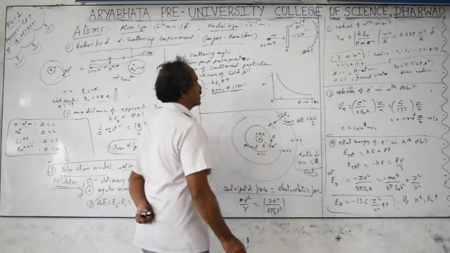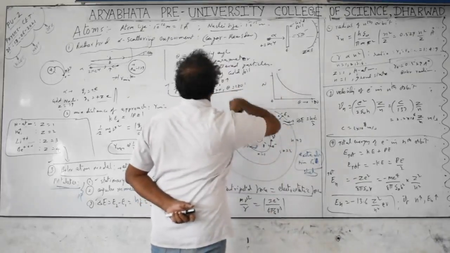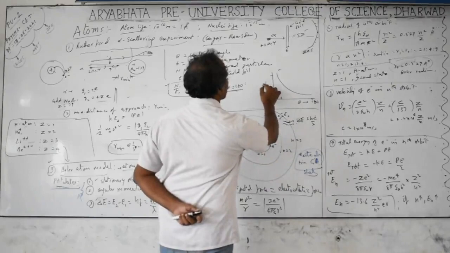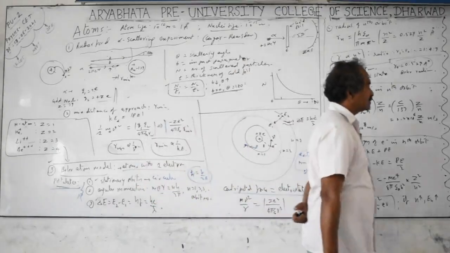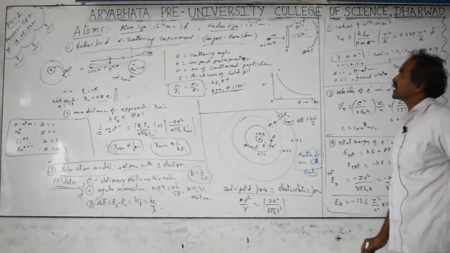And this graph is also important for the Rutherford scattering experiments, as theta versus the number of particles scattered. Check up with that graph that should not touch the x-axis or y-axis.